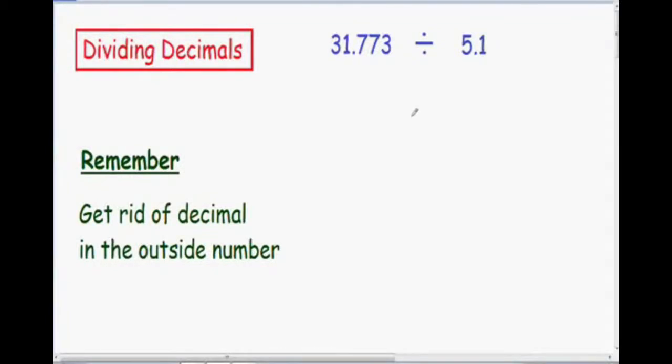So now we will be going over dividing decimals. Here we have 31.773 being divided by 5.1. So let's set this up using long division.